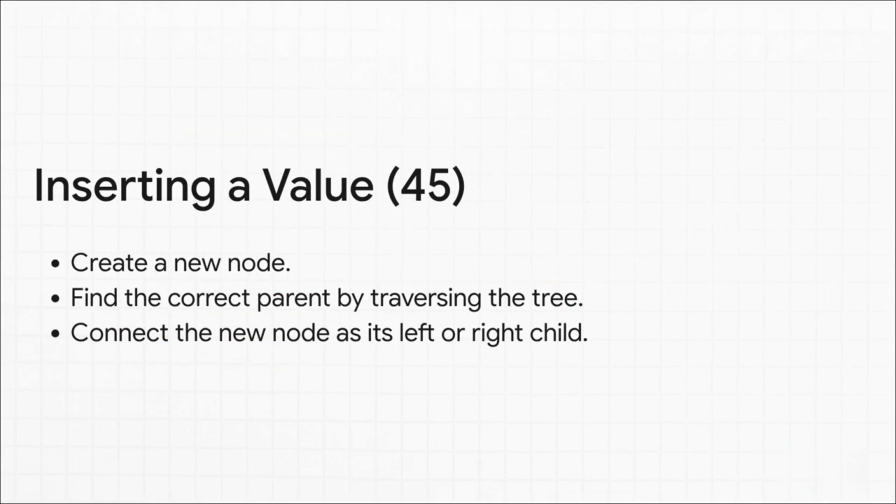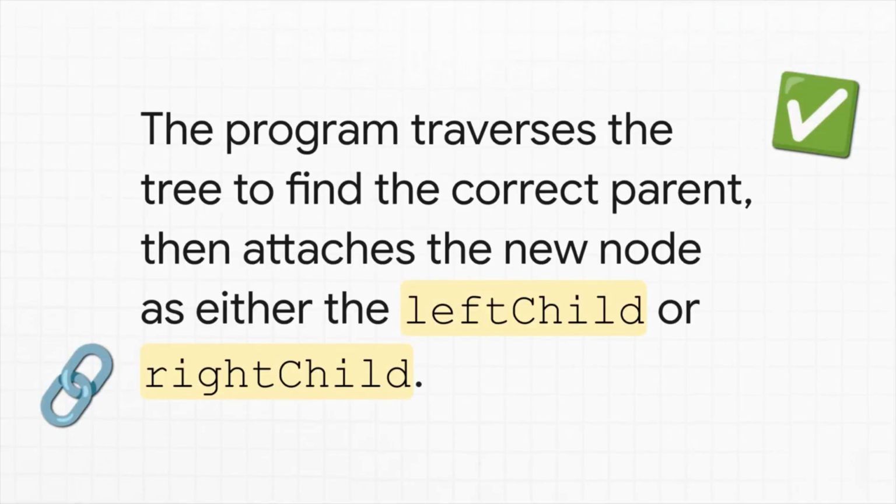And what's really cool is that adding a new number, like 45, works the exact same way. You start at the root and just follow the path where 45 should live. You keep going left or right until you hit a dead end, an empty spot. And that's exactly where the new node gets plugged in. And yep, the code looks almost identical.